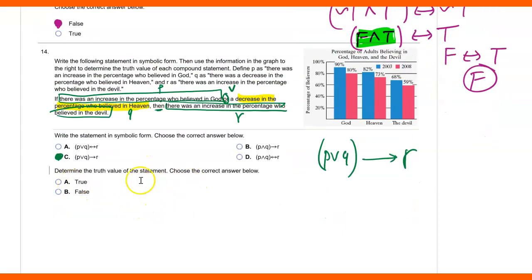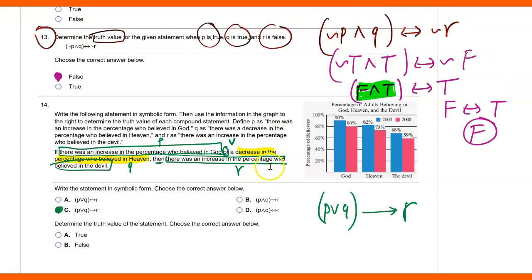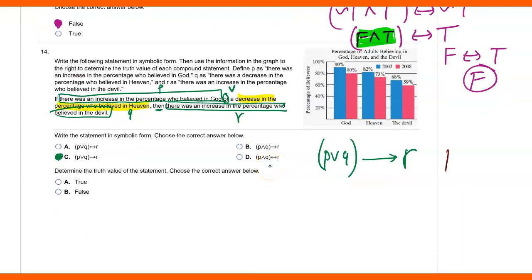Okay, now what's the truth value of this statement? Let's see, is P true or false? What do you think? What does P say? There was an increase in percentage who believe in God. Let's see, God here, increase in percentage. What do you think? Did they increase in percentage here? No, they decrease in percentage. Therefore, P is what? False. Remember that the chart says there is a decrease in percentage who believe in God. But P says there was an increase, therefore P is false here because the chart does not support P.